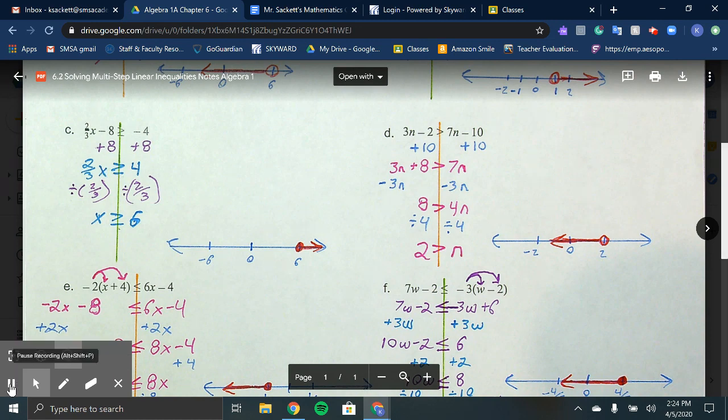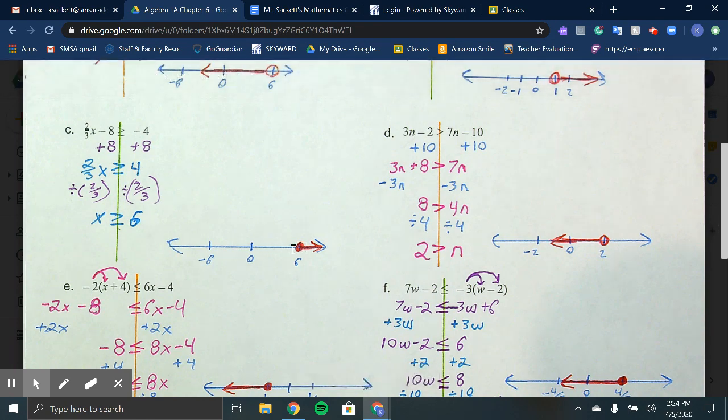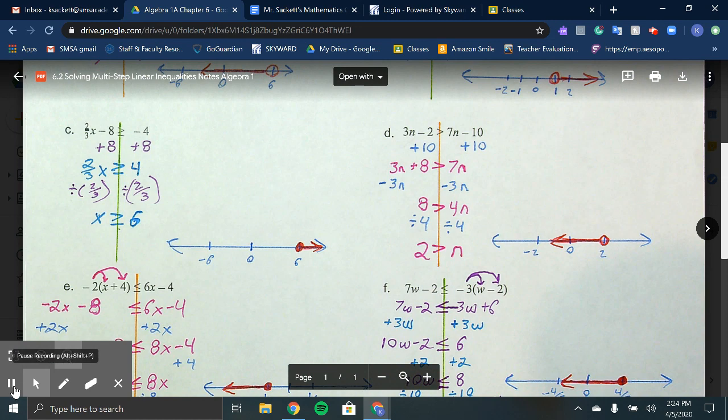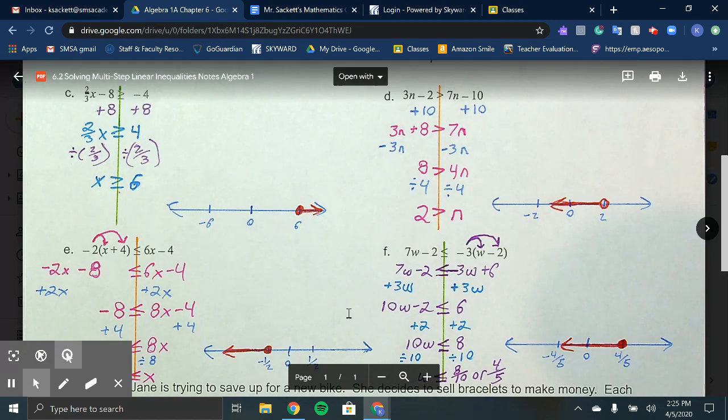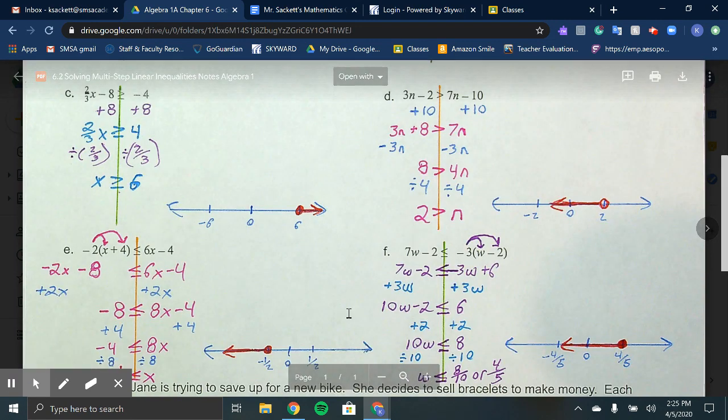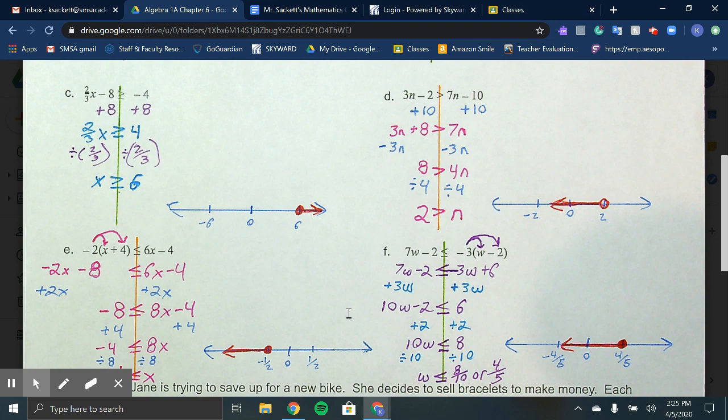Then we need to divide both sides by 2/3. 4 divided by 2/3 is 6. So x is greater than or equal to 6, meaning a filled in circle at 6 and the arrow going to the greater than.